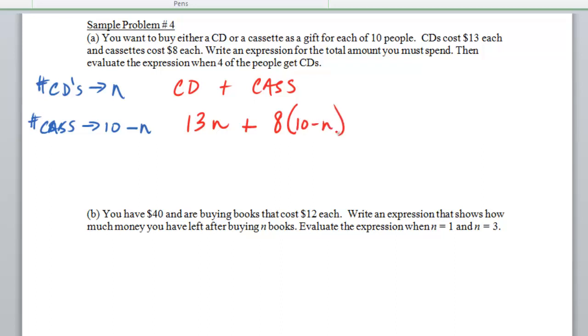And so that tells me that it's $8 times the number of cassettes. And of course the number of cassettes that I buy is dependent upon how many CDs that I purchase. And so here we have an algebraic expression or a model. But all of our models should always be simplified as far as possible. So we need to go through simplification of this algebraic expression. So I'll start by distributing, and then I'll combine like terms. So 5n plus 80 is going to represent my algebraic expression for this model.